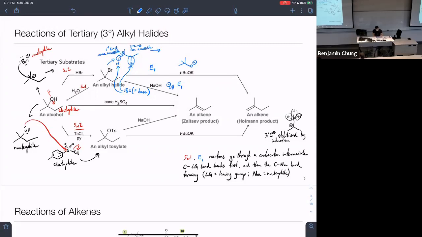So tert-butoxide prefers to attack here, whereas OH minus can attack there. Are we clear on that? It was basically just redrawing what I explained to you like a few seconds ago.